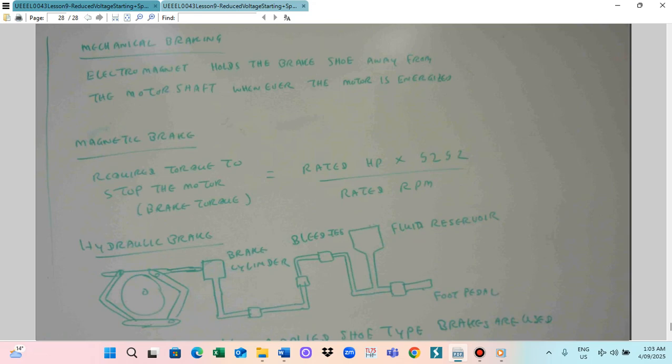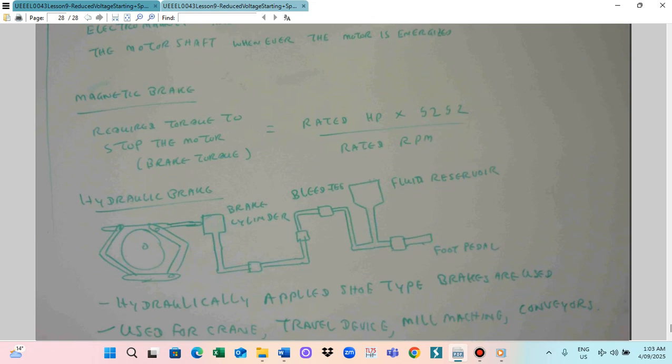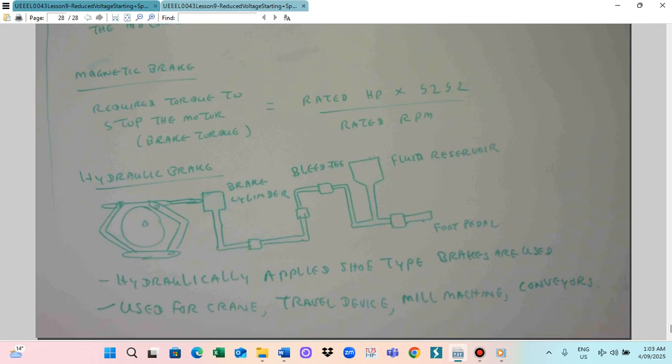The torque required to stop the motor is the brake torque. Brake torque can be calculated. The formula is rated horsepower multiplied by 5252 divided by rated RPM. This is for the brake torque calculation. We also utilize the hydraulic brake. With the hydraulic brake, you use a foot pedal and the hydraulic reservoir, and hydraulically apply the shoe to the motor shaft. These brakes are used for cranes, traverse, machines, and conveyors. So we use the hydraulic brake.